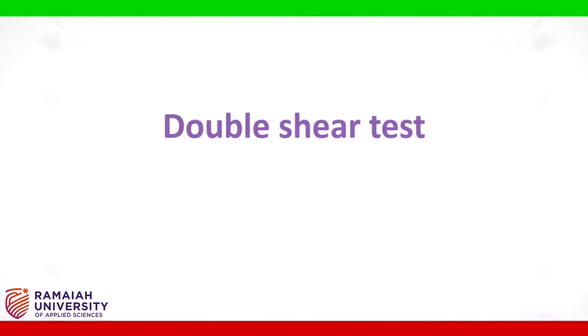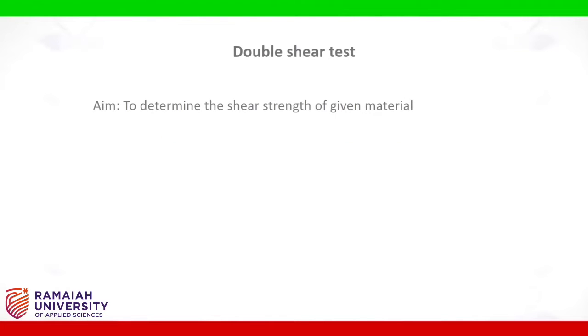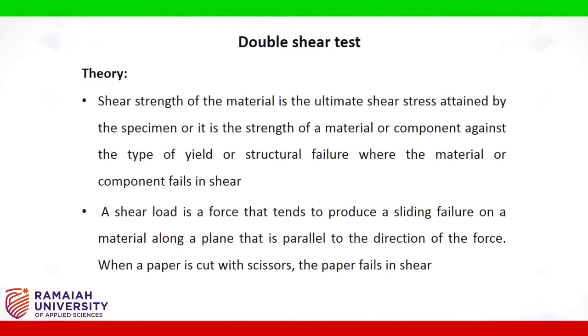Hi friends, with this experiment we are determining the shear strength of the given material. Theory: shear strength of the material is the ultimate shear stress attained by the specimen, or it is the strength of a material or component against the type of yield or structural failure where the material or component fails in shear. A shear load is a force that tends to produce a sliding failure on a material along a plane that is parallel to the direction of the force.